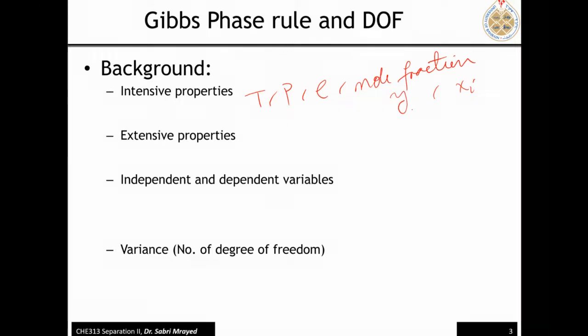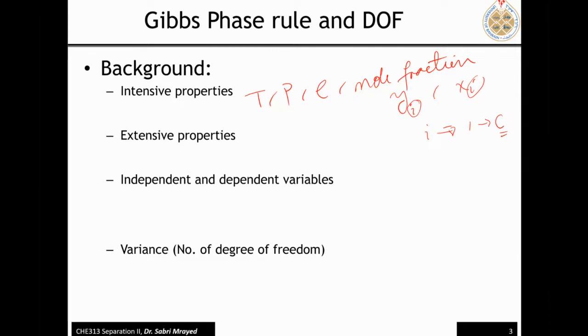Now when we say Xi or Yi, we're referring to the component. So i is referring to the component, and i goes from 1 to the number of components. We want to stick to the abbreviations used here, so 1 to C, where C represents the number of components in your system. Okay, so these are intensive properties: temperature, pressure, density, and mole fraction.